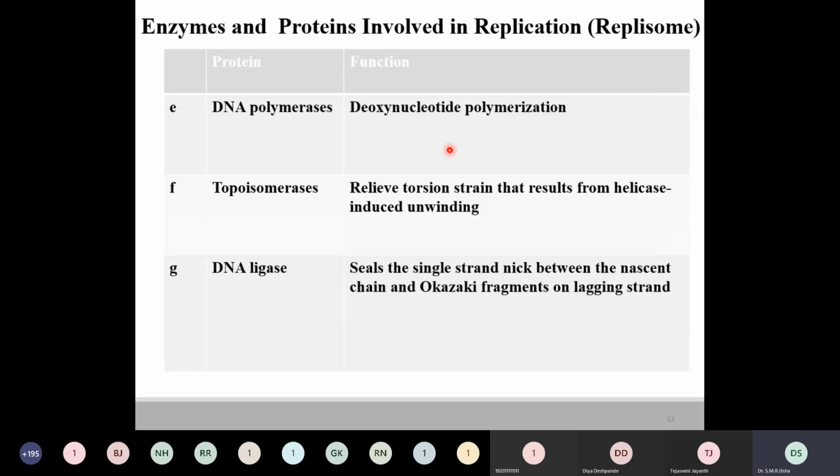DNA polymerase, the major replicative enzyme. This enzyme is the only one that adds nucleotides and synthesizes the daughter DNA. Topoisomerases relieve any torsional strain. When you unwind DNA, there will be supercoiling. Again, a new terminology you may not understand; I will explain it. So, topoisomerases relieve torsional strain, and ligase.